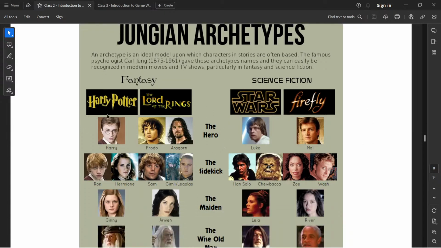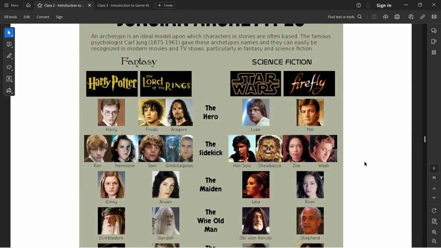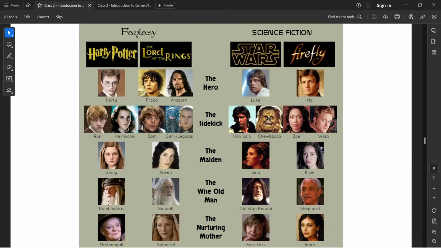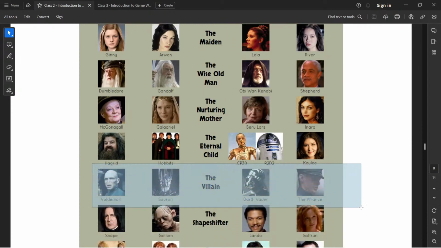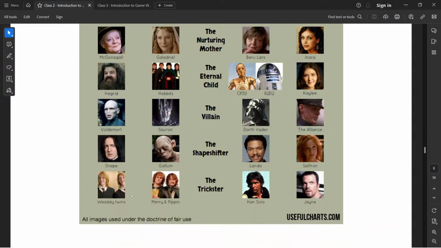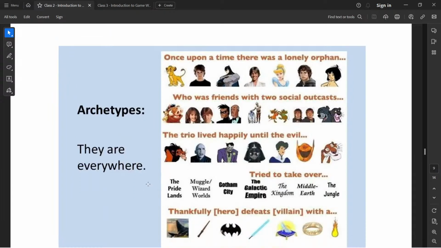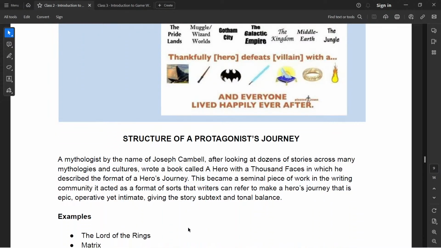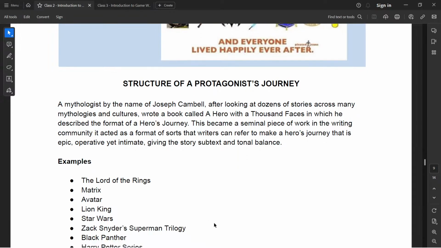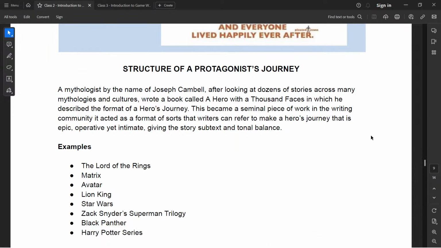The hero comes in two types: fantasy as well as science fiction. You have the main hero, then the sidekick, the maidens, the wise old man. You have all of them. The nurturing mother, the villains. You have Voldemort, Sauron, Darth Vader, and then the Alliance. You can just go through all of these. It's basically there everywhere.